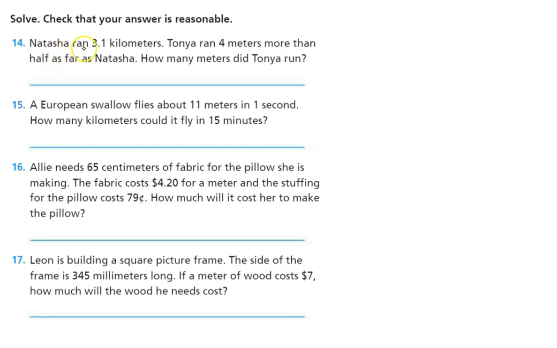So this says Natasha ran 3.1 kilometers and Tanya ran 4 meters more than half as far as Natasha. Holy cow, you guys, these are hard. How many meters did Tanya run? Well, there's a few things we need to do here. First, we need to figure out how many meters is 3.1 kilometers. Well, kilometers are bigger, so that means I'm going to have more of those meters. So I'm going to have 3,100 meters for Natasha, okay?